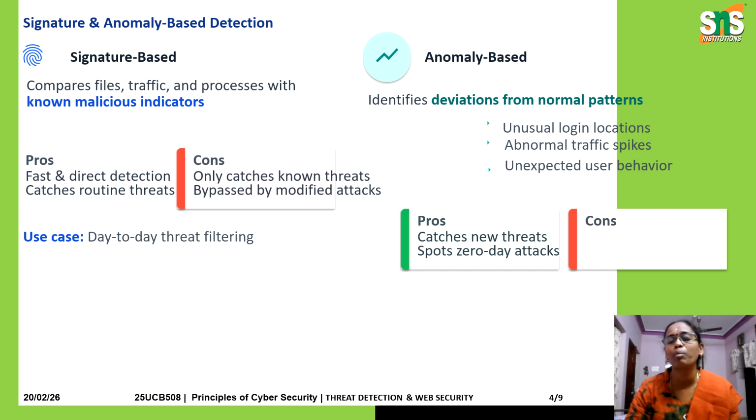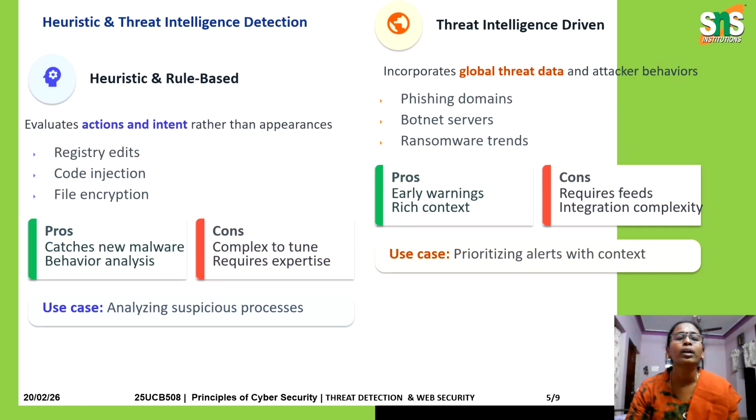Whereas in anomaly based detection, the pros are that it catches new threats and spots zero-day attacks, so no unauthorized person can easily access the system. The cons are that unusual login locations, abnormal traffic spikes or unexpected user behaviors may not be identified accurately with anomaly based detection. So we are moving on to heuristic rules and threat intelligence driven methods.